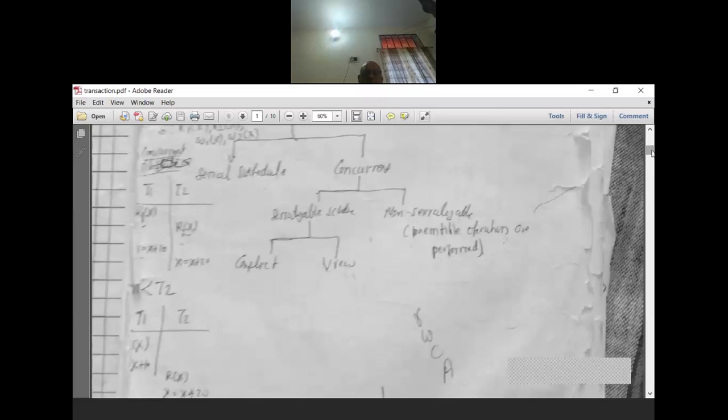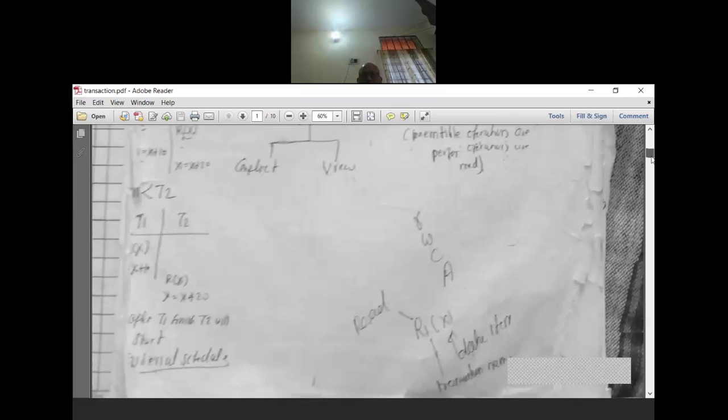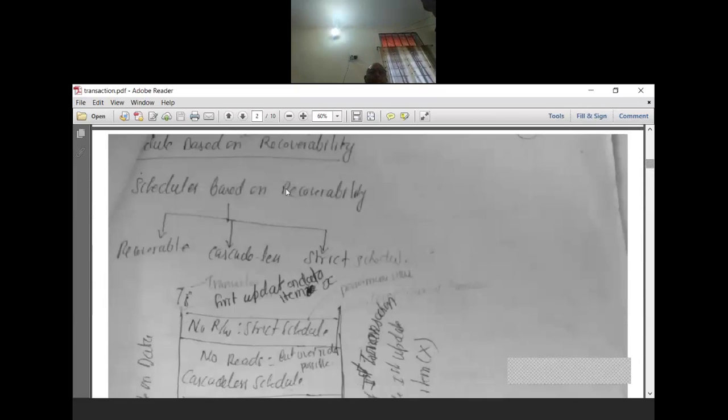That means one of the operations must be a write operation, then only it may conflict. Suppose it is a read operation, R(A), in transaction T1, and a write operation, W(A), in transaction T2, then only the schedule will conflict. If both are read operations, there will be no conflict. One of the operations must be a write operation, then only the transactions can conflict.